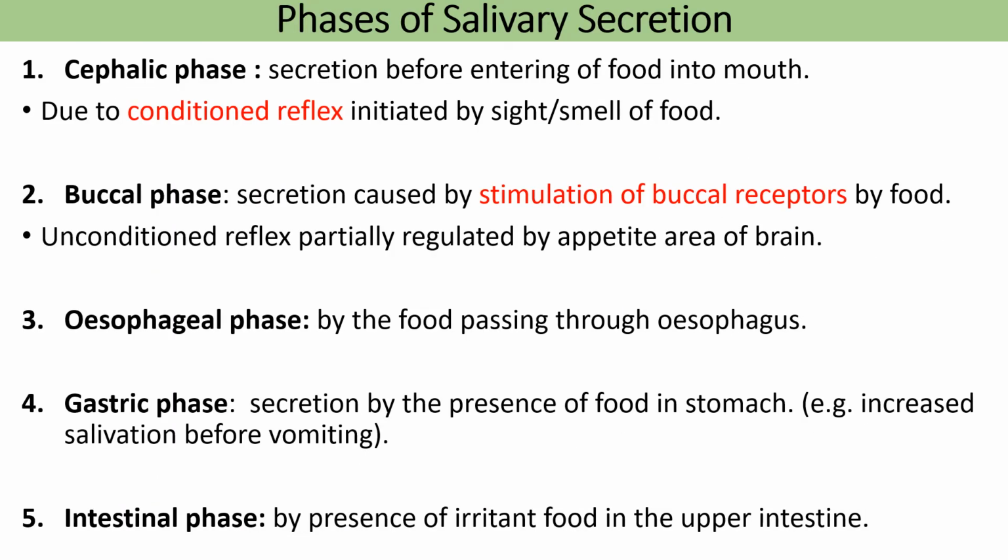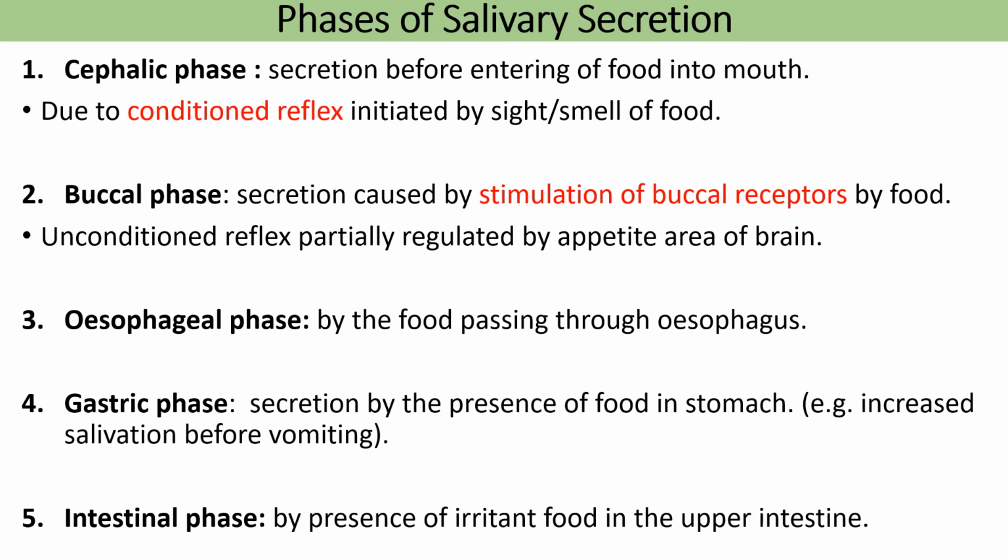There are different phases of salivary secretion. First phase of salivary secretion is called the cephalic phase. What does it mean? It means that the secretion of the saliva is occurring before the food goes inside your mouth. It is due to conditioned reflex, which is initiated by the sight or the smell of the food. So the cephalic phase includes salivation in response to seeing the food or smelling the food, or even sometimes hearing about food.